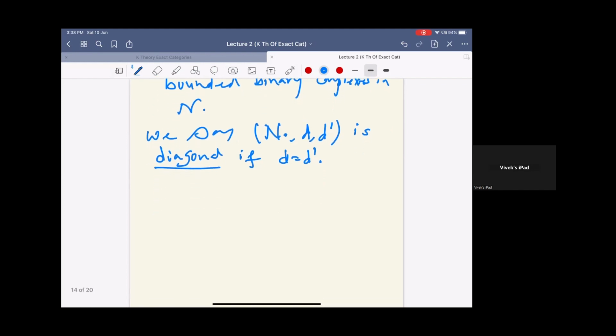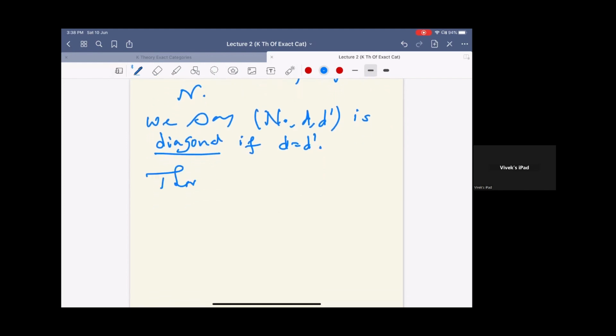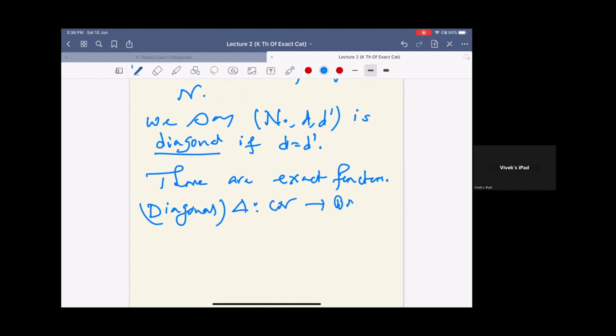Okay. So there are exact functors. One is the diagonal functor, sending Cn to Bn. With any chain complex, you can think of it as a binary chain complex by duplicating the differential, by sending d to d, d.